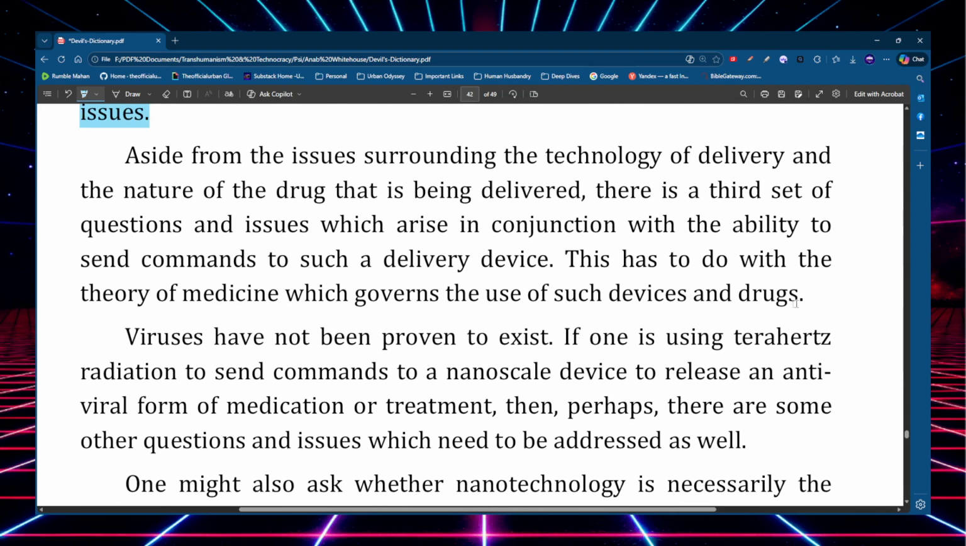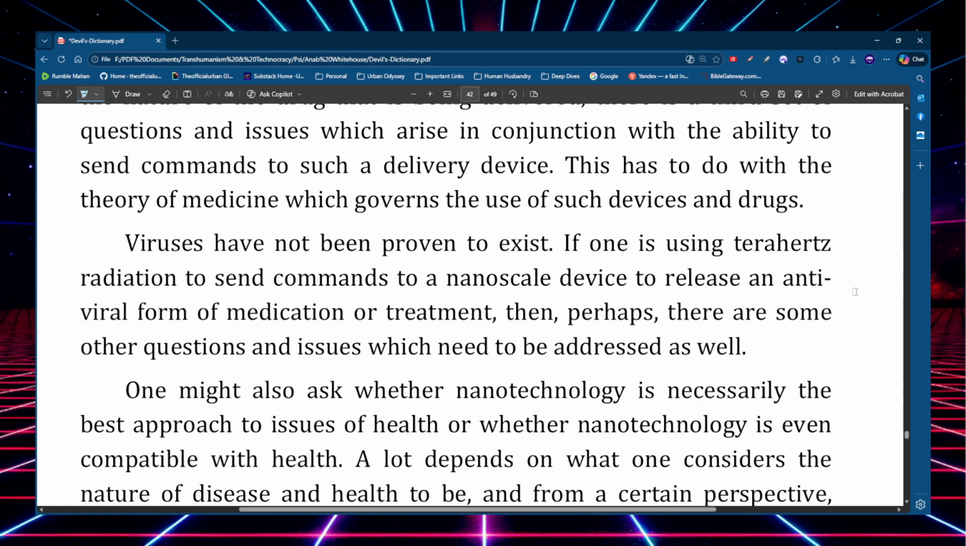Aside from the issues surrounding the technology of delivery and the nature of the drug that is being delivered, there is a third set of questions and issues which arise in conjunction with the ability to send commands to such a delivery device. This has to do with the theory of medicine which governs the use of such devices and drugs. Viruses have not been proven to exist. If one is using terahertz radiation to send commands to a nanoscale device to release an antiviral form of medication or treatment, then perhaps there are some other questions and issues which need to be addressed as well.